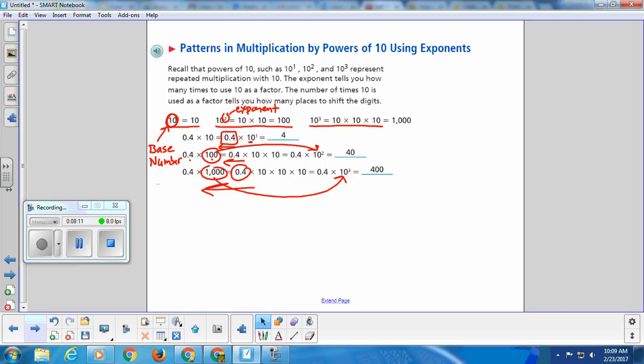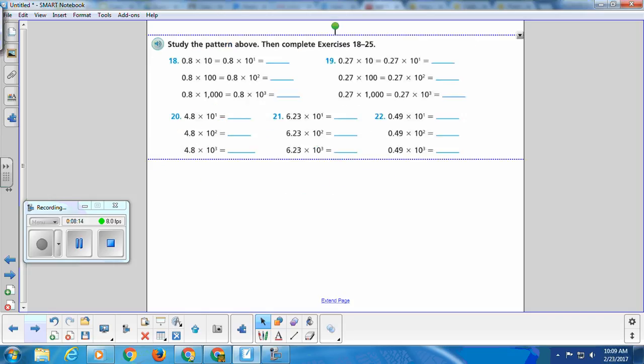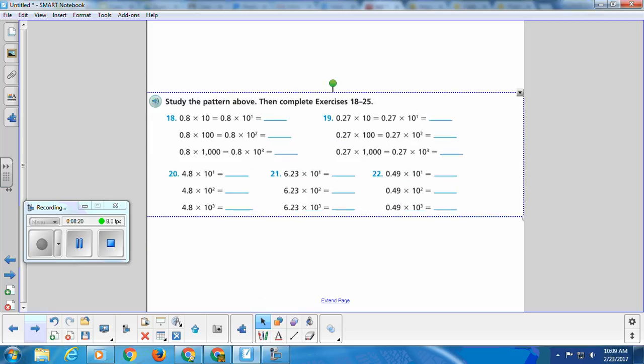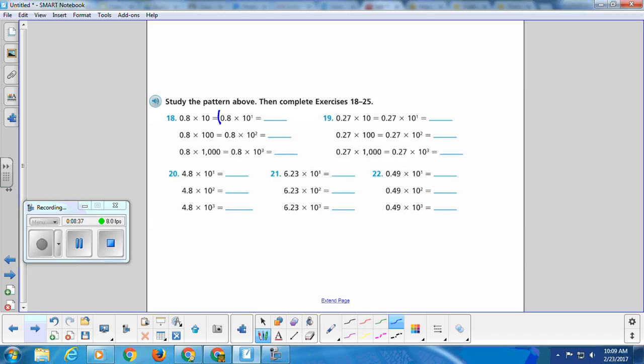So let's see if we can apply that a little bit here, looking at the patterns and seeing if you can see the patterns of what's going on here. If I'm doing an eighth times 10, or an eighth times 10 to the first power, which way am I moving that? I'm going to move this one place to the left. So my answer is going to be 8.